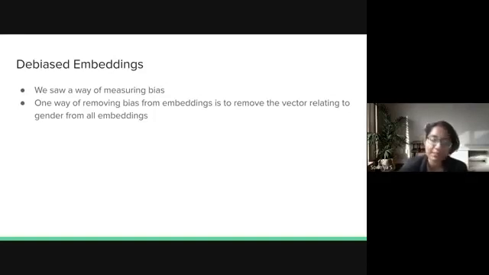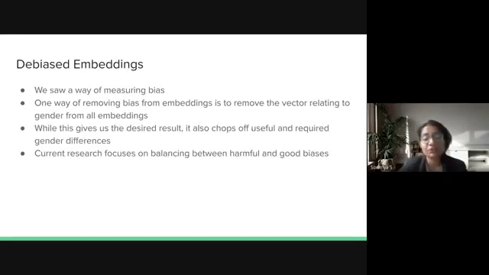When we subtract from the embeddings, we still capture information about the meaning of the word, and we are just removing the component of that embedding. Now, this gives us the desired result, but it also chops off useful and required gender differences. So, the current research in this field is how do we balance both? We need the good biases, we don't need the harmful biases.